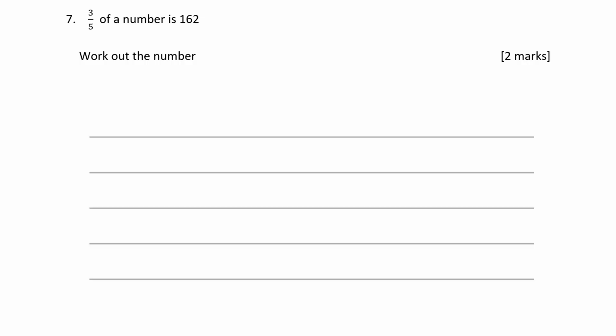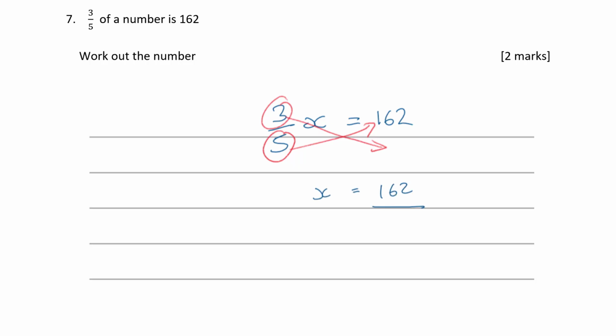Question 7. 3/5 of a number is 162. Work out the number. Okay, well, if 3/5 of our value x is 162, what is x? Well, all we need to do here is cross multiply this 5 and this 3. So I'm going to get x equal to 162 divided by 3 times by 5.